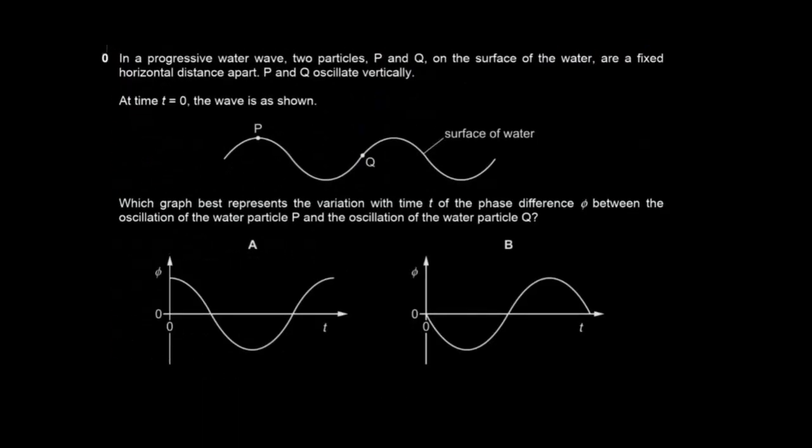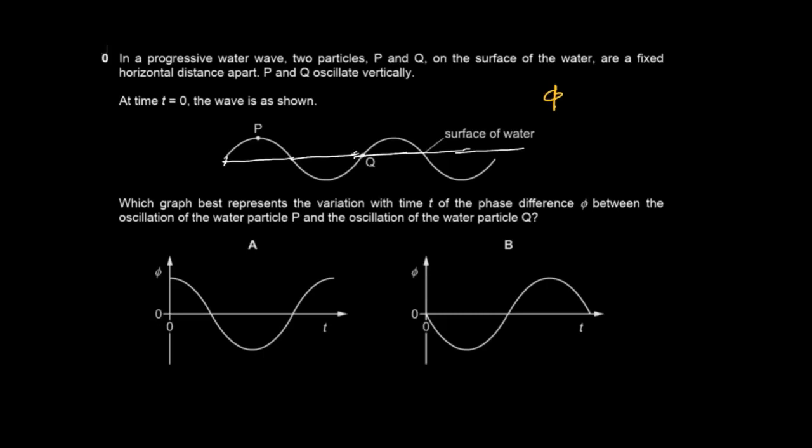In a progressive water wave, two particles P and Q on the surface of water are a fixed horizontal distance apart. P and Q oscillate vertically. At time t equal to 0, the wave is as shown. Which graph best represents the variation with time t of the phase difference phi between the oscillation of the water particle P and the oscillation of the water particle Q? So point P is at a maximum amplitude and point Q is at a minimum amplitude, let's say.